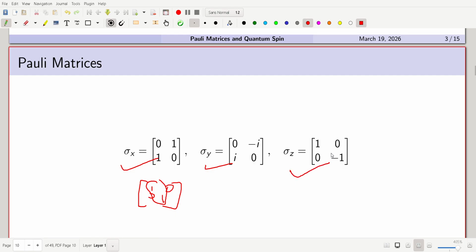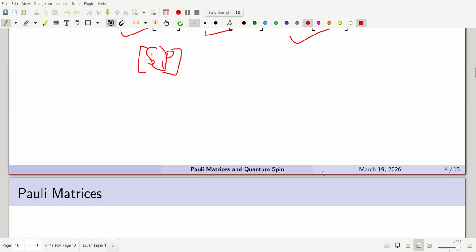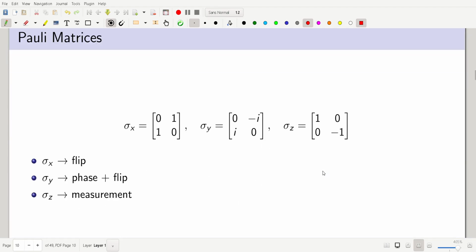Sigma z is a diagonal matrix. Let us see what each one actually does. Sigma x does the flipping. Sigma y does the phase plus flipping, so the phase also gets changed. And sigma z basically does the measurement.